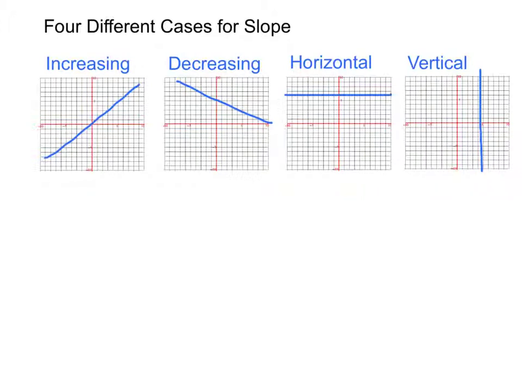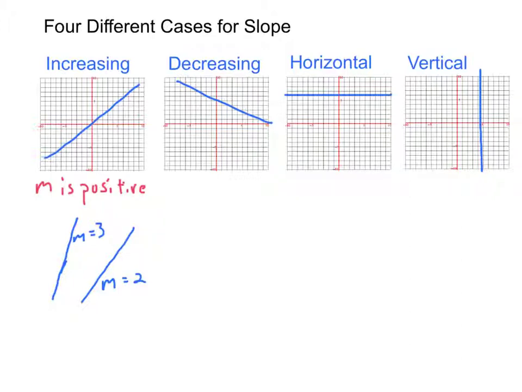Now it's important to understand that there's 4 different cases for slope. A line can either be increasing, decreasing, horizontal, or vertical. Now if a line is increasing, its slope will always be positive. The bigger the positive number is, it means the steeper the line is. So a line with a slope of 3 would be steeper than a line with a slope of 2. So if you're trying to compare two slopes, and both of them are positive numbers, the one with the higher number will always be steeper.